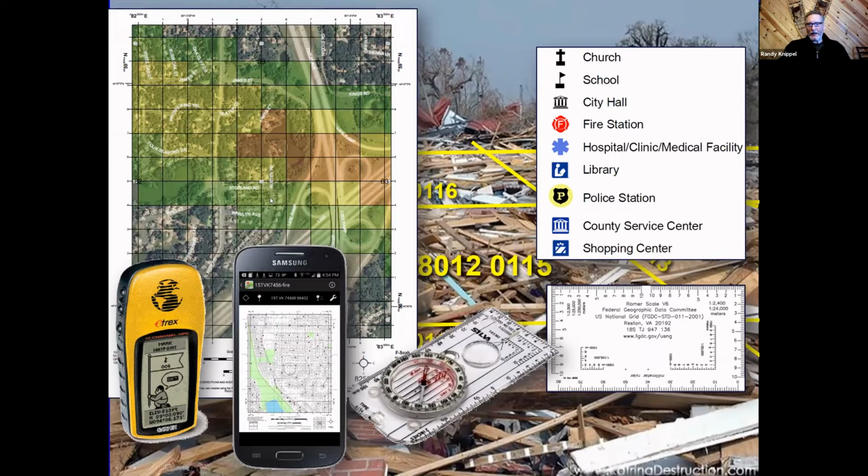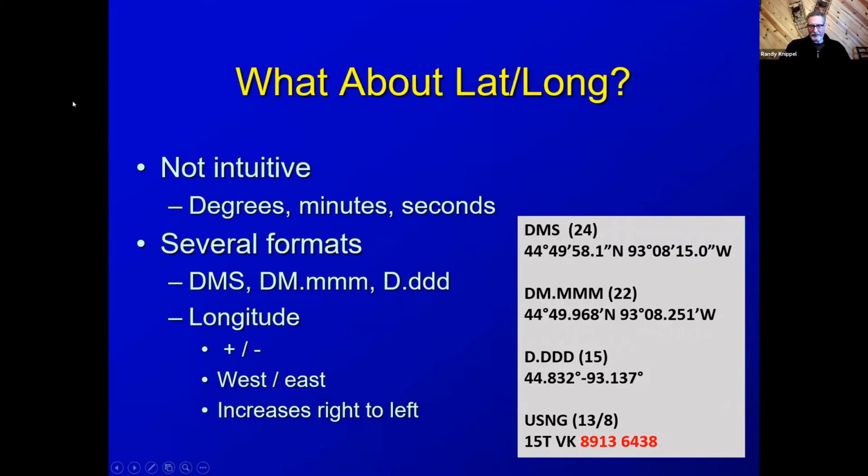So what about lat long? This is always the question. You know, I've got GPS on my smartphone. I can do lat long. What's the big deal? Why do I have to use this funny system with letters and numbers? Well, lat long is not intuitive. It's degrees, minutes, seconds. It's a base 60 system. 60 seconds in a minute, 60 minutes in a degree, 360 degrees around the Earth. It's just not intuitive. Plus, there are several formats.